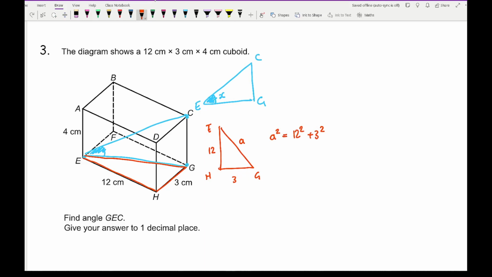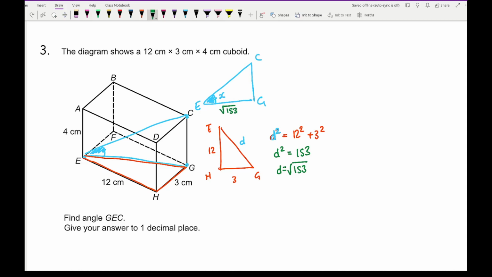Now using Pythagoras, I probably shouldn't have used A. Let's just quickly change that. Not that it makes an absolute smidgen of difference. Let's just call that D squared. And then typing that in, I get D squared equals 12 squared plus 3 squared equals 153. So D equals the square root of 153. So from my blue triangle, I can label this side as the square root of 153.